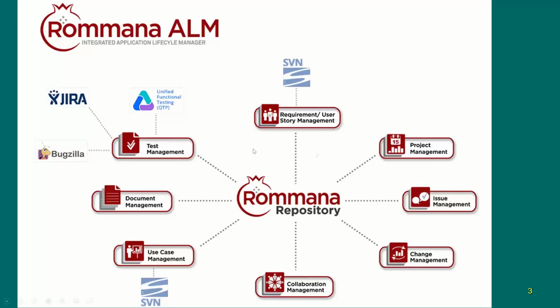As you can see, Rommana ALM is integrated with Jira and with Bugzilla, if you care to maintain your issue reports in Bugzilla or in Jira. It's also integrated with UFT, which used to be called QTP, for automated test execution. It is also integrated with SVN Subversion for code version control to make sure that you can establish the traceability between requirements and test cases and the code that's been written. Again, this is just a brief overview.